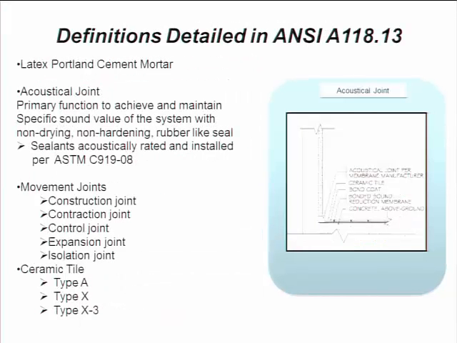Looking at some of the definitions that are in the specifications, it talks about the latex modified Portland cements that are used to bond the tile to the membranes. It details the acoustical joint, and its primary function is to achieve and maintain the sound values of the system with this acoustical sealant. So that is the key point that I want to draw there. The movement joints are the same as a standard.